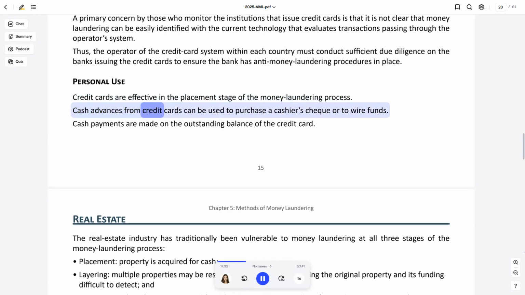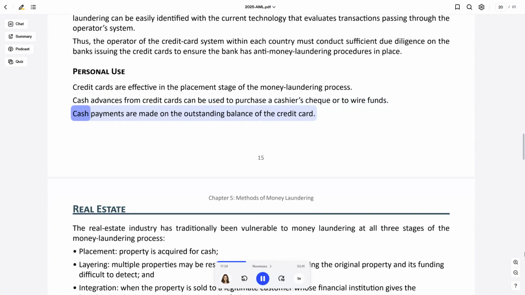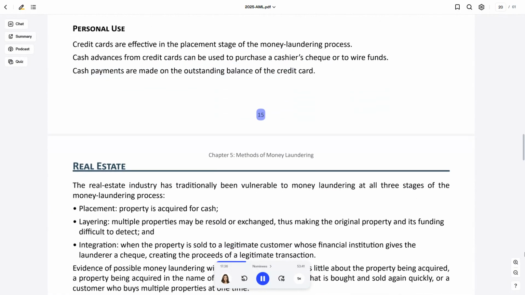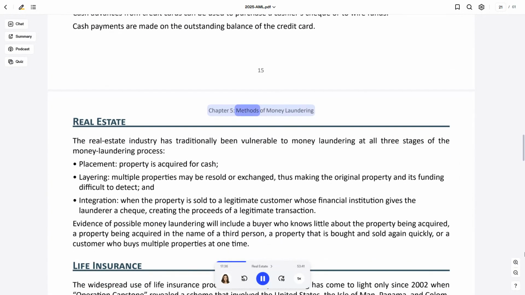Cash advances from credit cards can be used to purchase a cashier's check or to wire funds. Cash payments are made on the outstanding balance of the credit card. Chapter 5. Methods of money laundering.